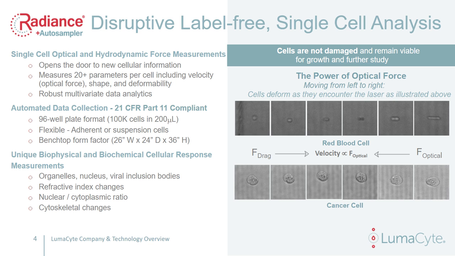So changes in nuclear cytoplasmic ratios give rise to optical force differences, as do cytoskeletal changes. Cells aren't damaged, and they are viable for growth and further study in the system. So that's an important point, to be able to collect those cells as well. A couple of examples are shown here.